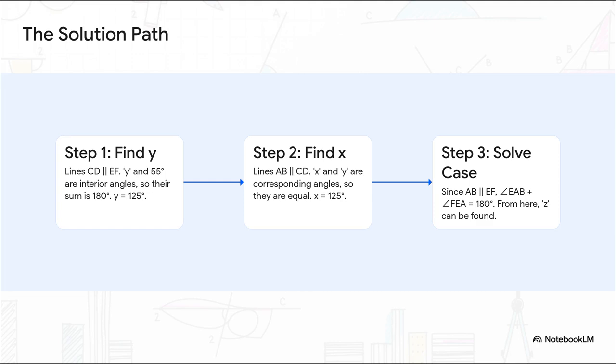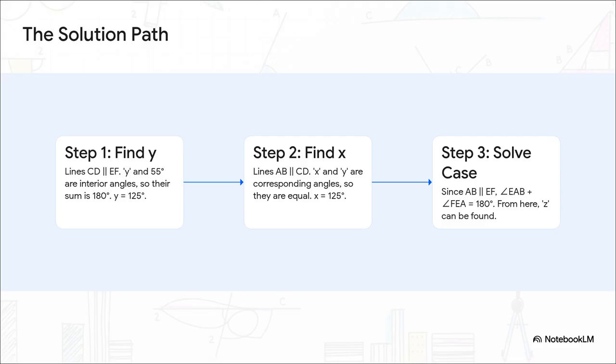First, let's find y. The lines CD and EF are parallel, right? That makes y and the 55-degree angle consecutive interior angles. And what do we know about them? They add up to 180. So y is just 180 minus 55, which is 125 degrees, one down.